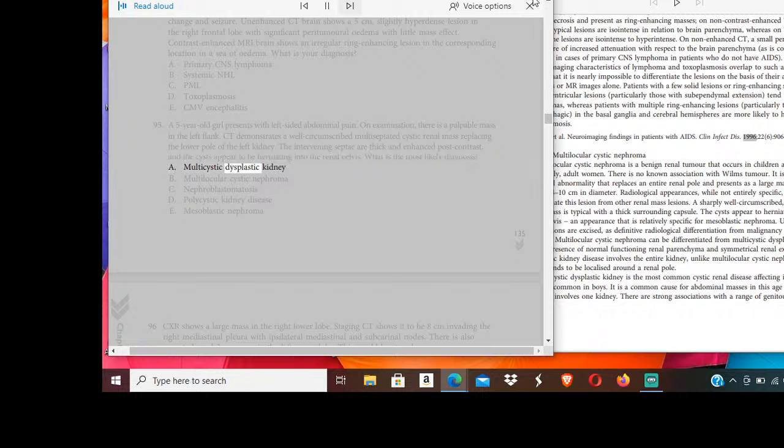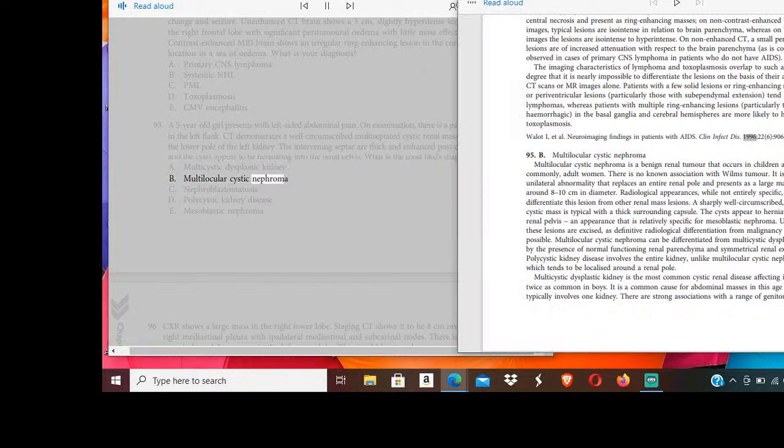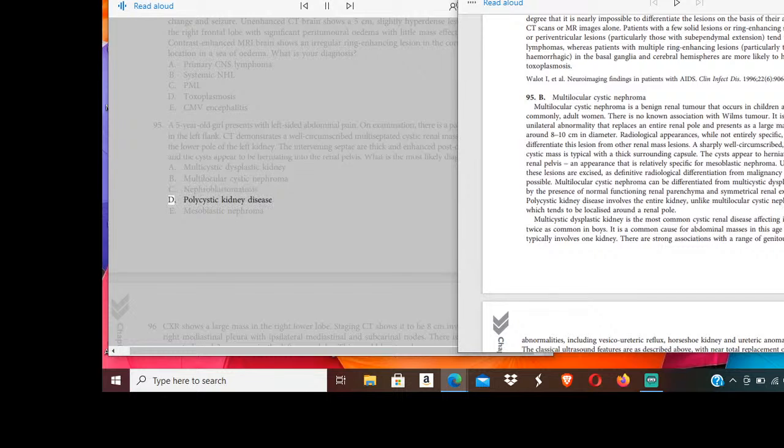A. Multicystic dysplastic kidney. B. Multilocular cystic nephroma. C. Nephroblastoma. D. Polycystic kidney disease. E. Mesoblastic nephroma.